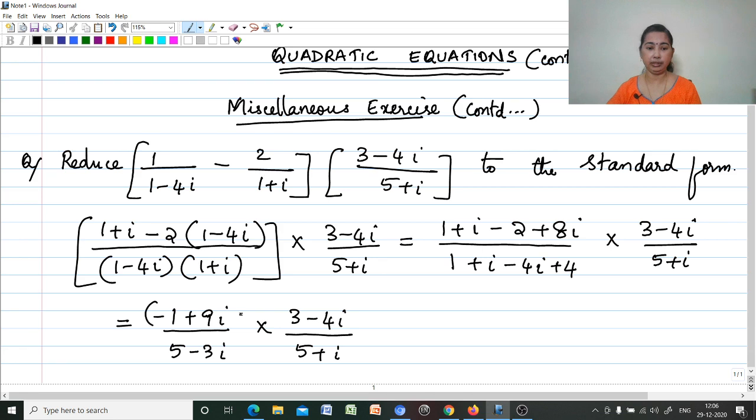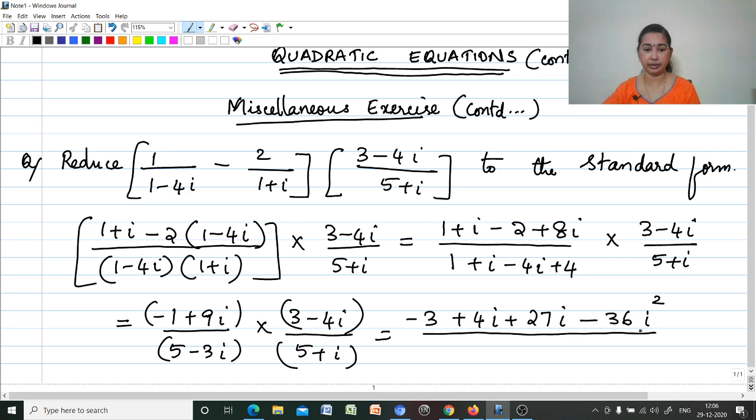Now again multiplying the numerator, then multiplying the denominator, we will get minus 1 into 3 is minus 3, then plus 4i plus 27i minus 36i square, whole divided by 25 plus 5i minus 15i minus 3i square, and that can be written.